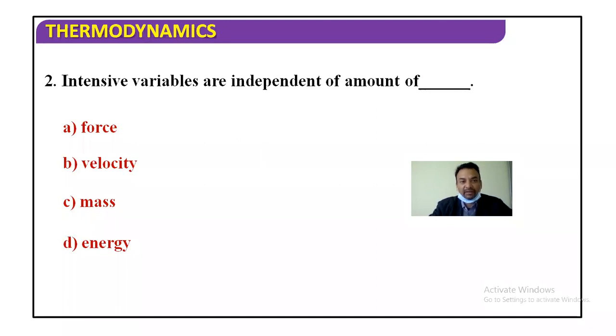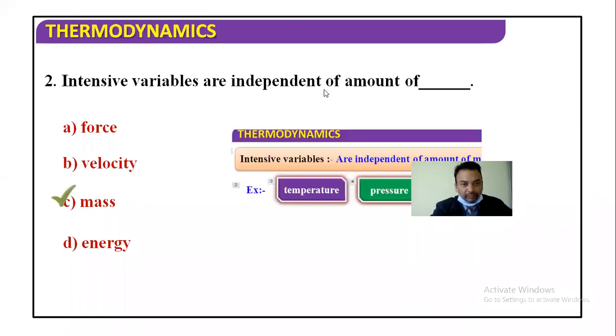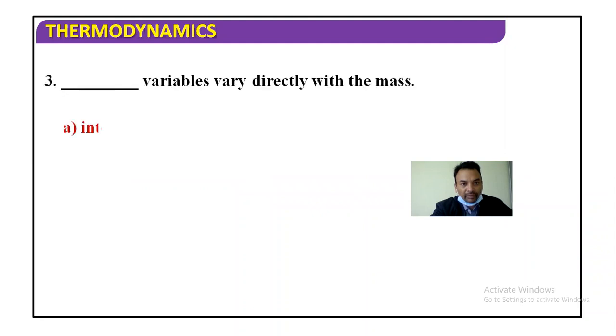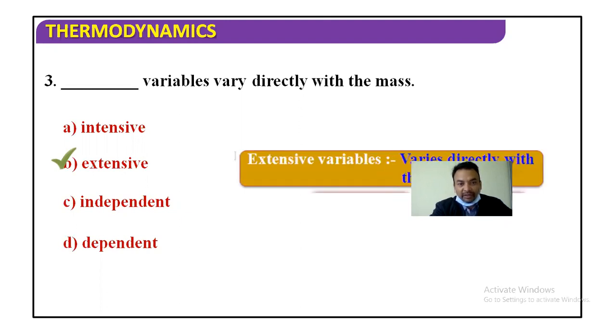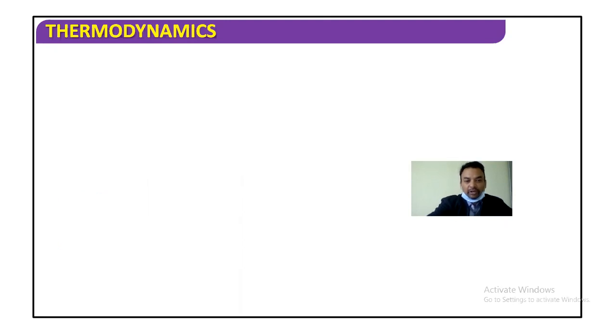Intensive variables are independent of the amount of mass. Already, just a little moment before, I explained to you that intensive variables are independent of mass. Dash variables vary directly with the mass. Extensive variables, of course, vary directly with the mass. So these are extensive variables.